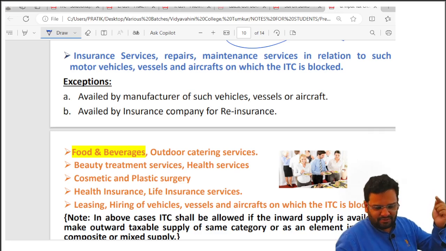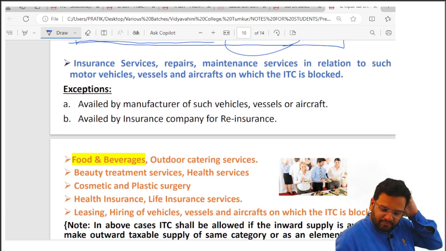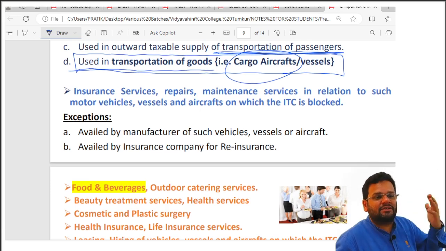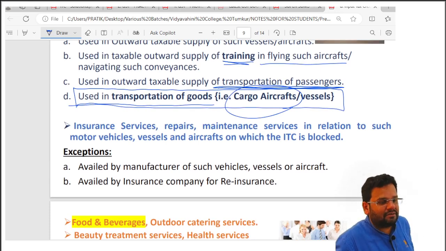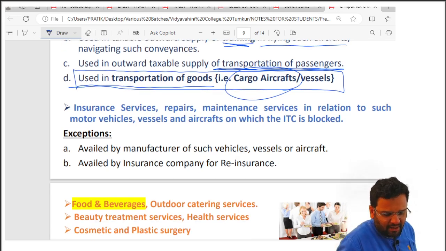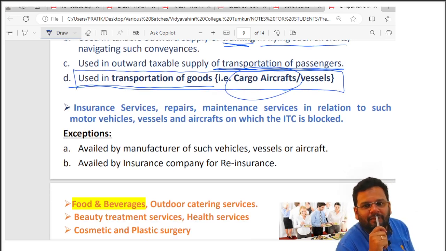For transporting passengers across various destinations in India. What happens? Give a hyphen, write down ITC shall be allowed. Why? Because it is used in outward taxable supply of transportation of passengers.